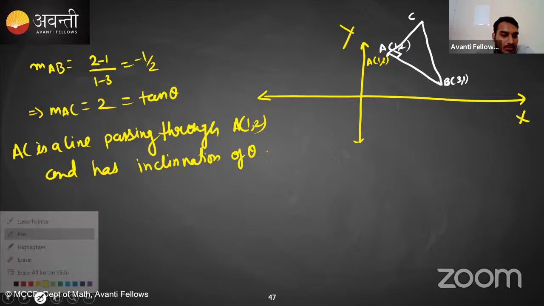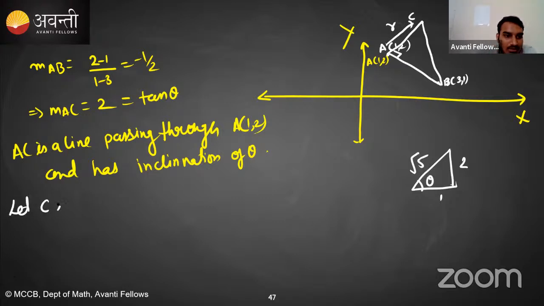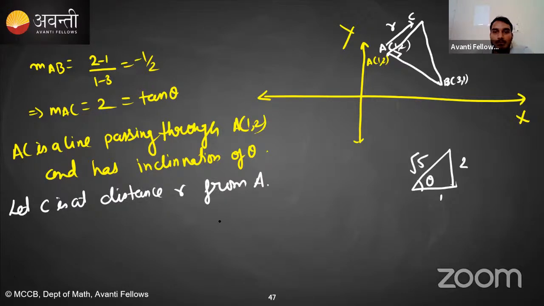Okay, so we discussed the parametric equation of a line in yesterday's class. Let's say this is theta, so tan theta is 2. This is 2, this is 1, so this should be √5. Any point on the line, let's say C, is at a distance R from A. So point C can be given as x1 plus R cos theta and y1 plus R sin theta.